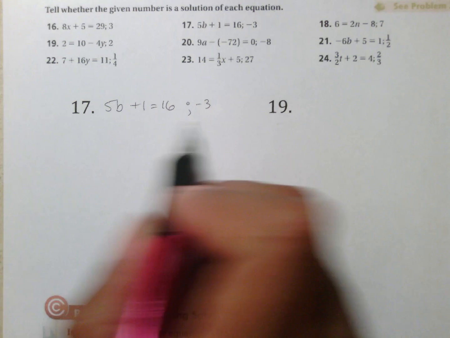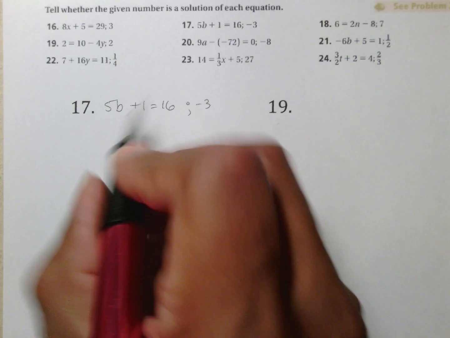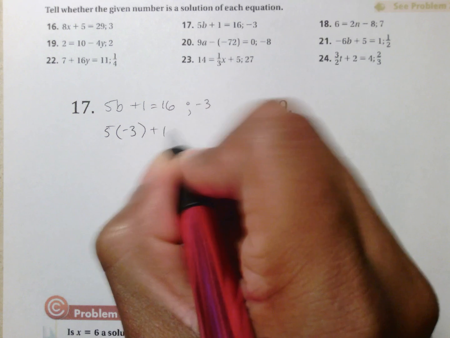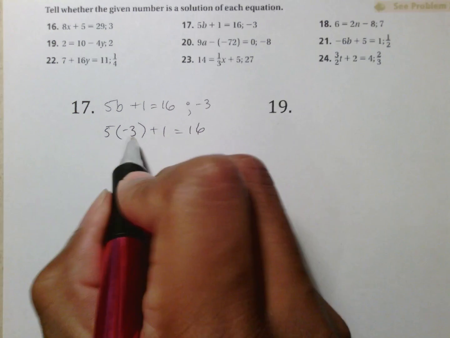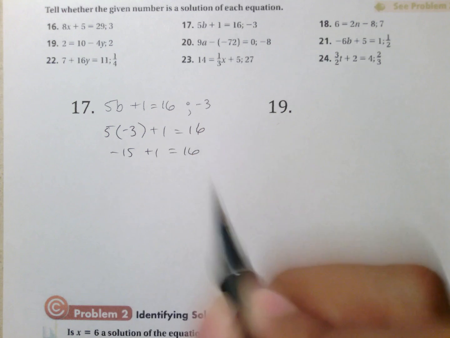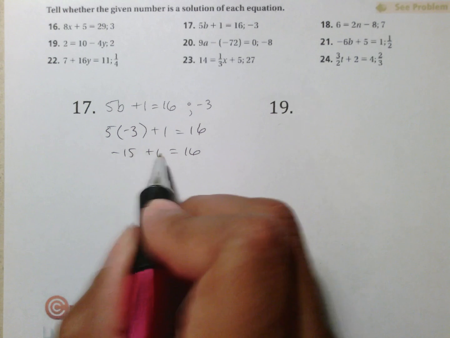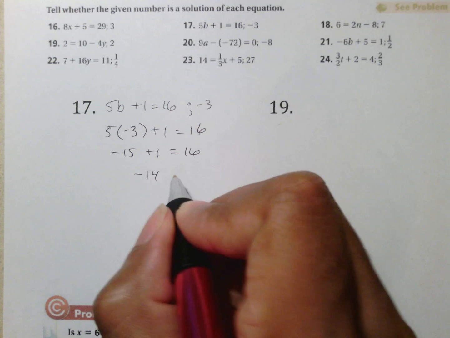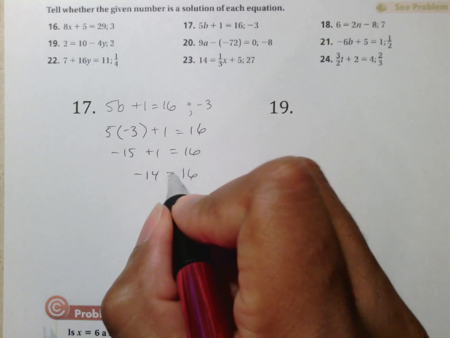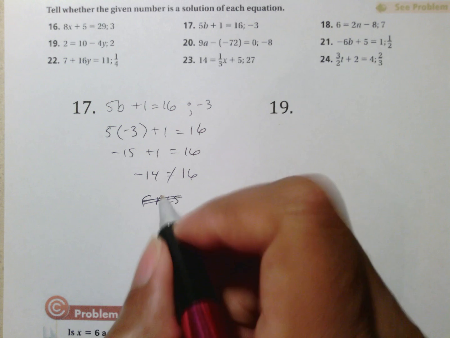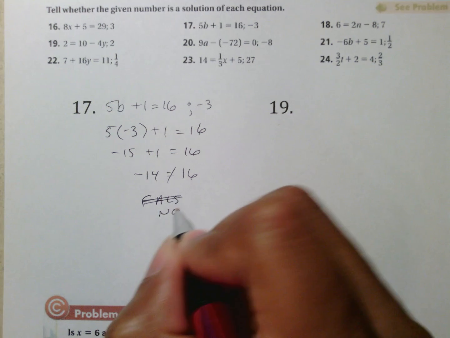So all we have to do if we want to tell whether it's a solution is take this negative 3 and plug it in for the variable that's in the problem. 5 times negative 3 is negative 15 plus 1 equals 16. Here the signs are different, so we subtract. 15 minus 1 is 14. 15 is negative, so make the 14 negative. Those are not equal, which means that your answer is false. It says is it a solution, so the answer would be no.